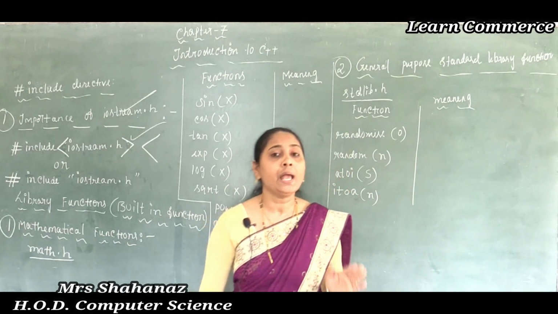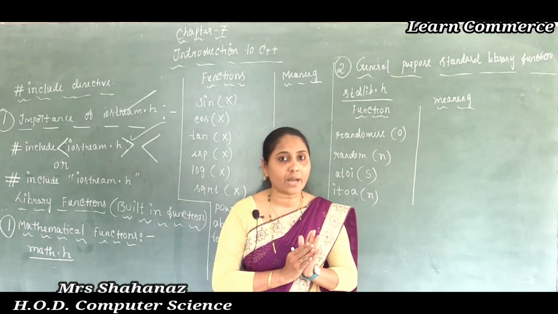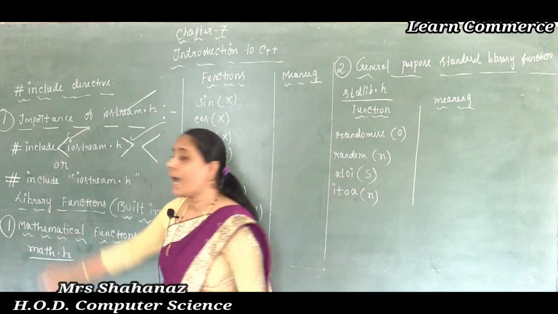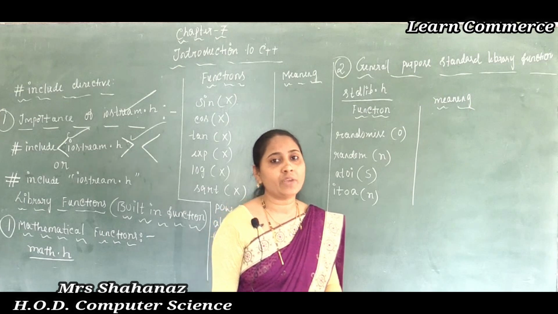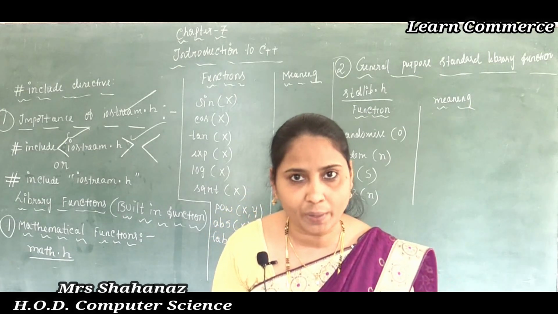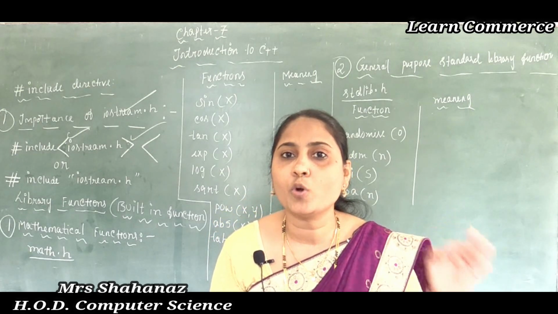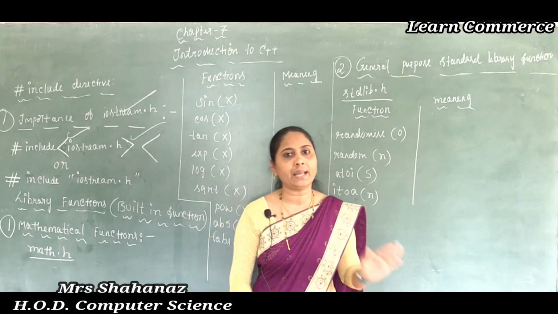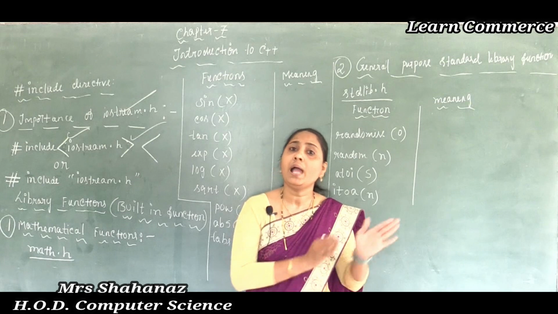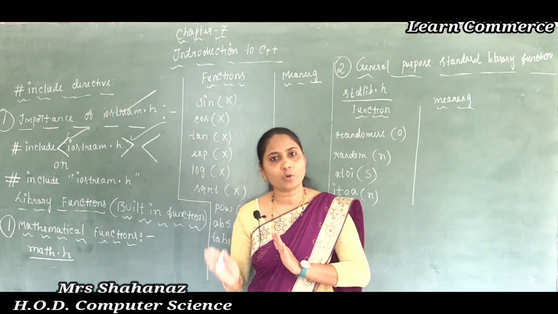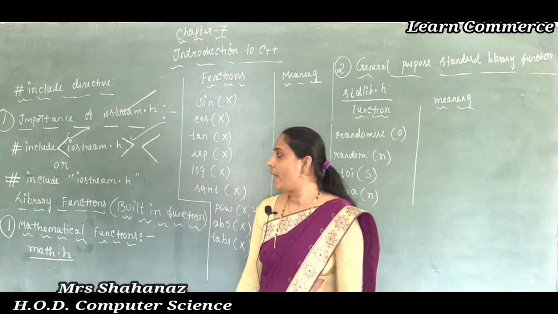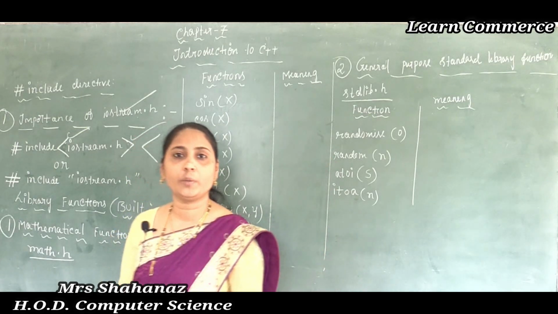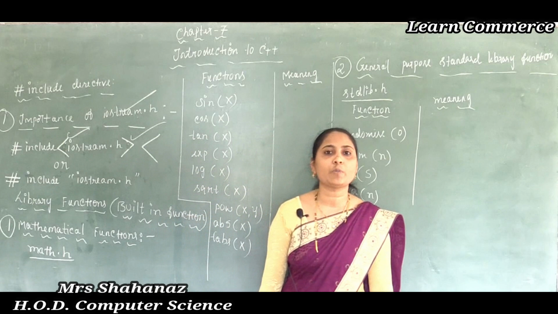So is the meaning clear? Mostly we are going to write hash include iostream.h by using the angle brackets only. We are not going to use the double quotation. Clear this point here? Most of the time we use hash include with the angle brackets, and we know the difference between the angle brackets and the double quotation. Correct, no here?